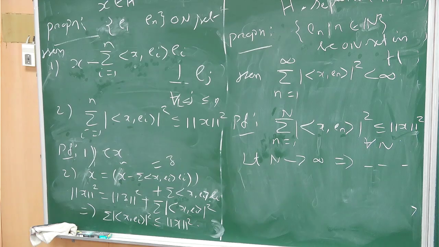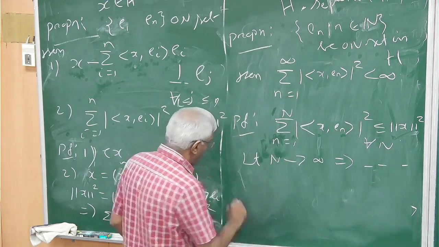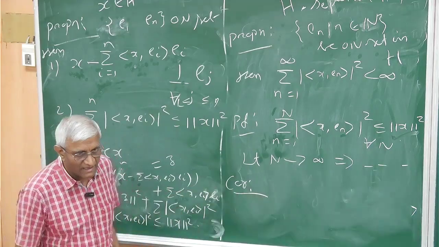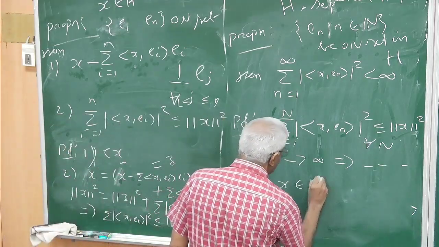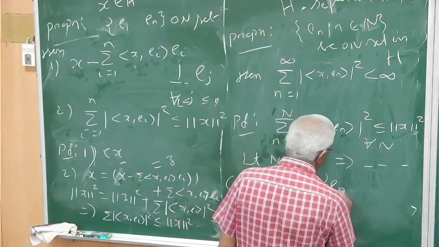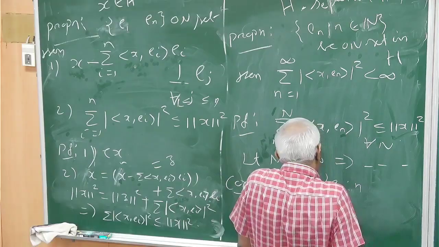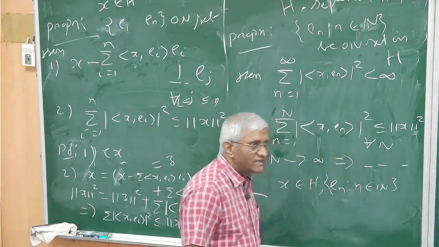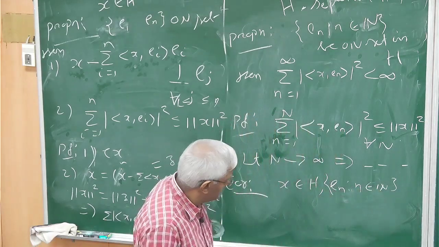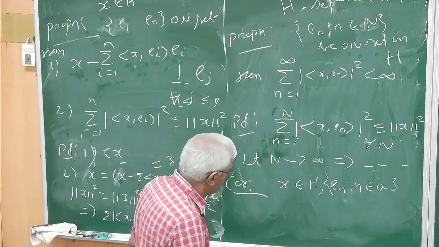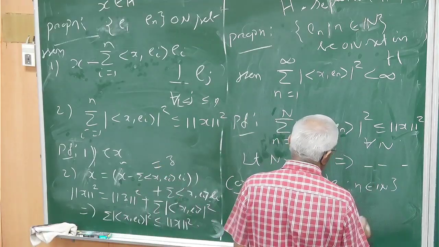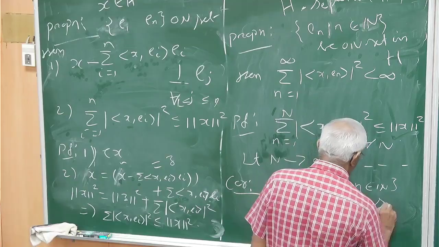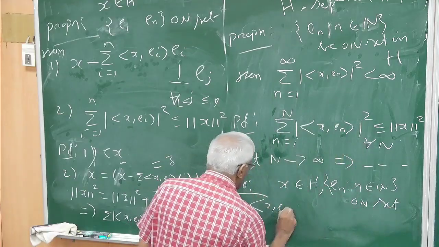There is a corollary to this. People must have worked on this for a long time. For Fourier series, this is what is called the Riemann-Lebesgue lemma. But at that time, functional analysis may not have been there. If you have any x in H and e_n, n in N, it should be an orthonormal set. If it is infinite, otherwise there is no convergence, well, let's assume that it is infinite. Then <x, e_n> will go to 0.